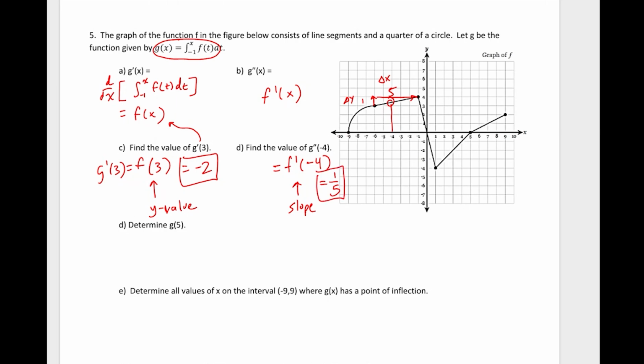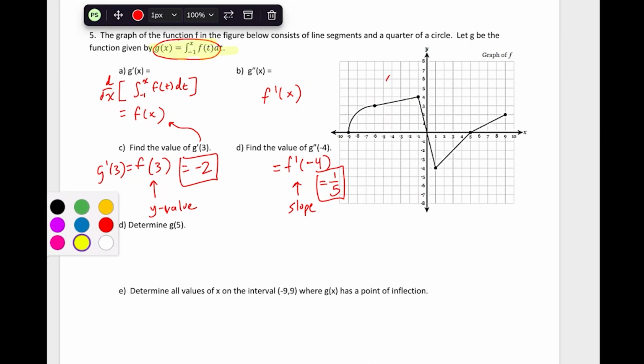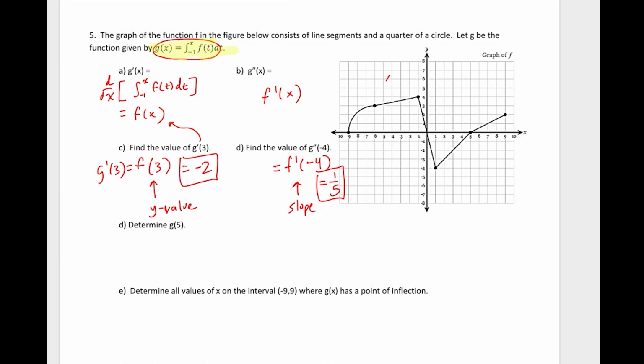Letter D wants g of 5. Now, g of 5, we're going to have to go back to the original function. Let's clean this up a little bit. The original function is up here, the thing I got circled. And so we're just going to substitute in 5 for x. Don't substitute it in for t. It's got to be just the x. So g of 5 is going to equal the integral from negative 1 to 5 of f of t dt.